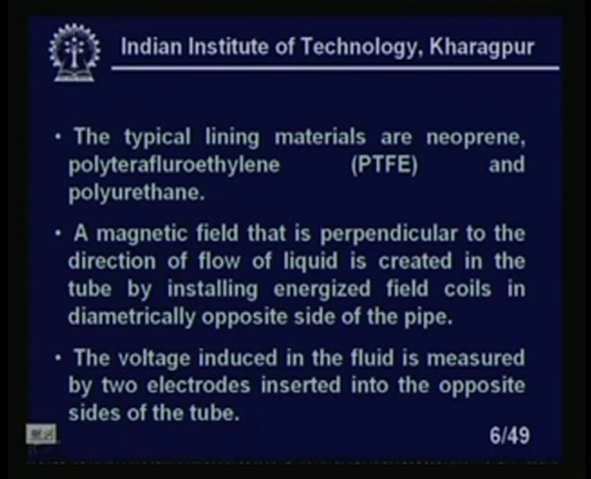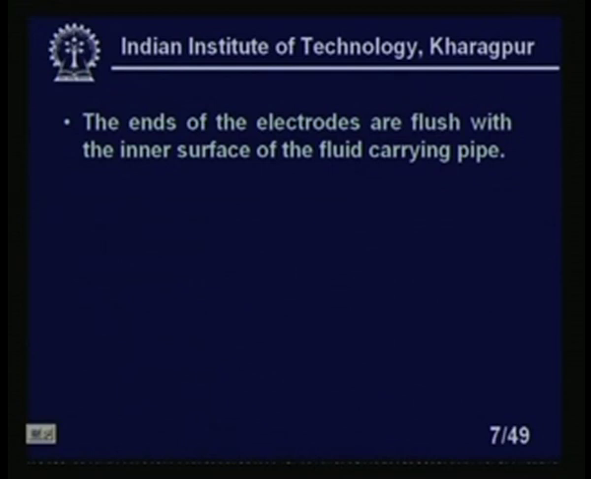Okay, we have shown just right now two electrodes. These are also installed on the diametrically opposite side, but all are mutually perpendicular to each other. The ends of the electrodes are flush with the inner surface of the fluid carrying pipe. This is important for the magnetic flow meter, especially if the conductivity of the fluid is not very high. If it is very highly conductive, then it is not necessary to put it flush with the pipe.